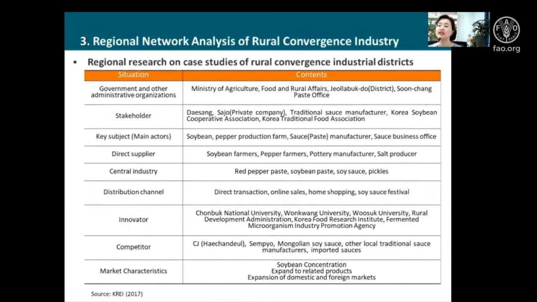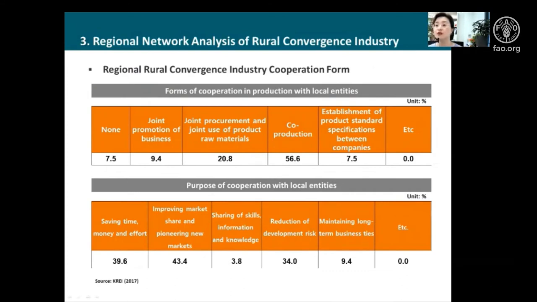In particular, it is famous for fermented foods such as red pepper paste, which Koreans prefer, and the government made a sauce district in Suncheon County. The table you see now shows the government and administrative organizations, stakeholders and key players, suppliers, central industries and distribution channels, innovators, competitors, and market characteristics, respectively. It is important to build a network.